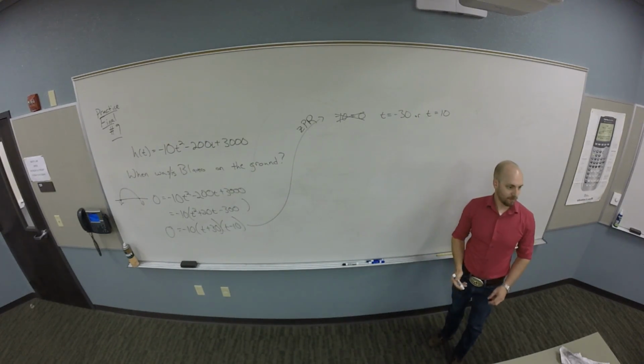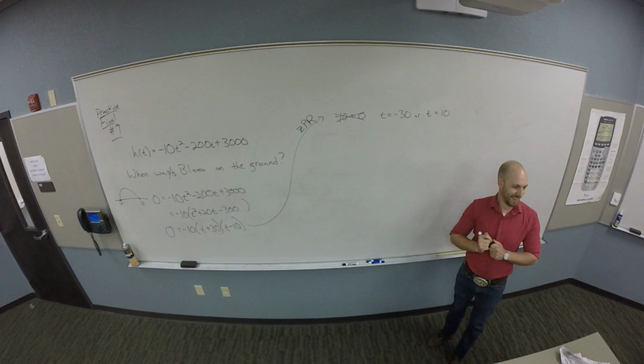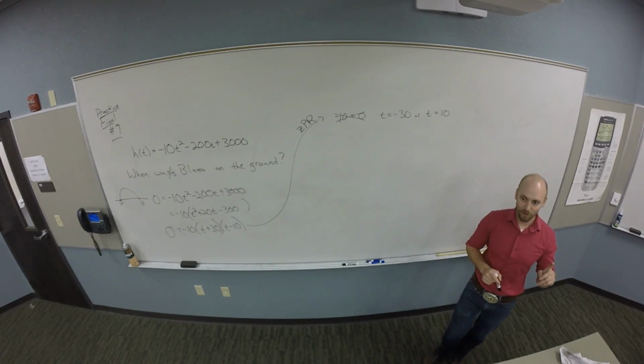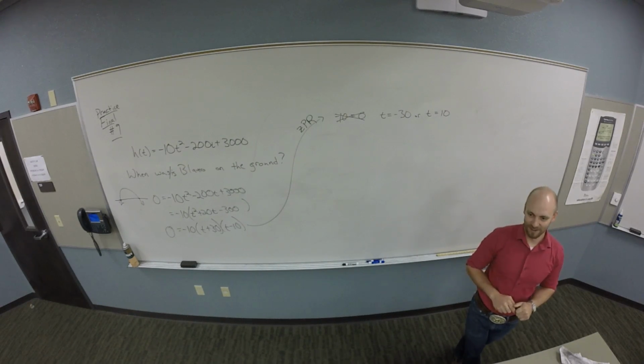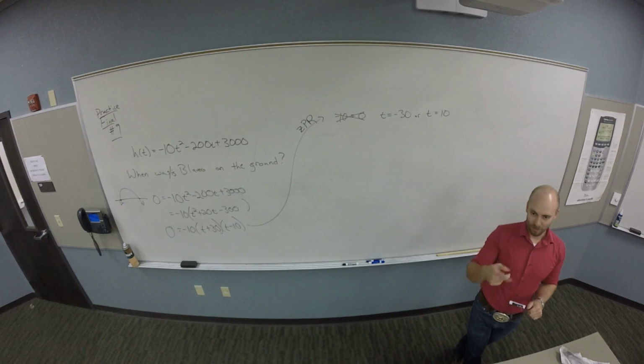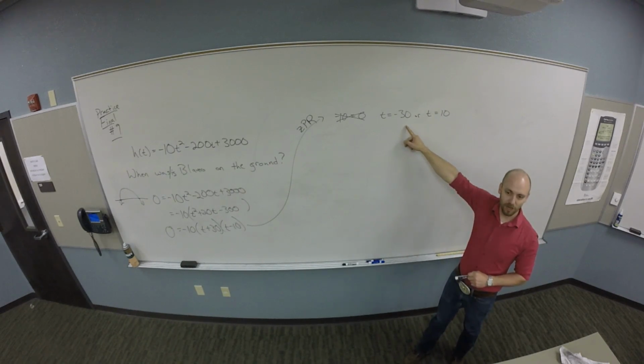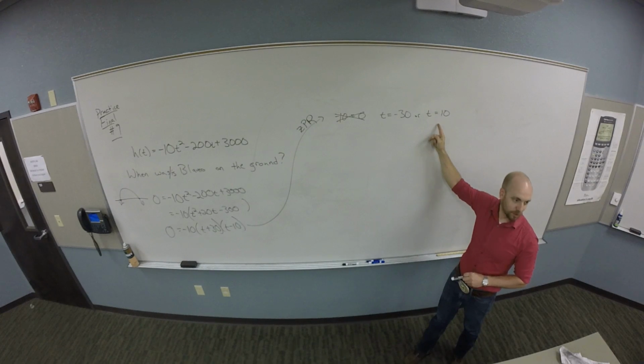So what's that mean? What's negative mean? It can't be in the ground. What's t mean here? Time. What's negative time mean? Ago. He's in the past, right? So 30 seconds ago he was on the ground, and 10 seconds in the future he's on the ground.